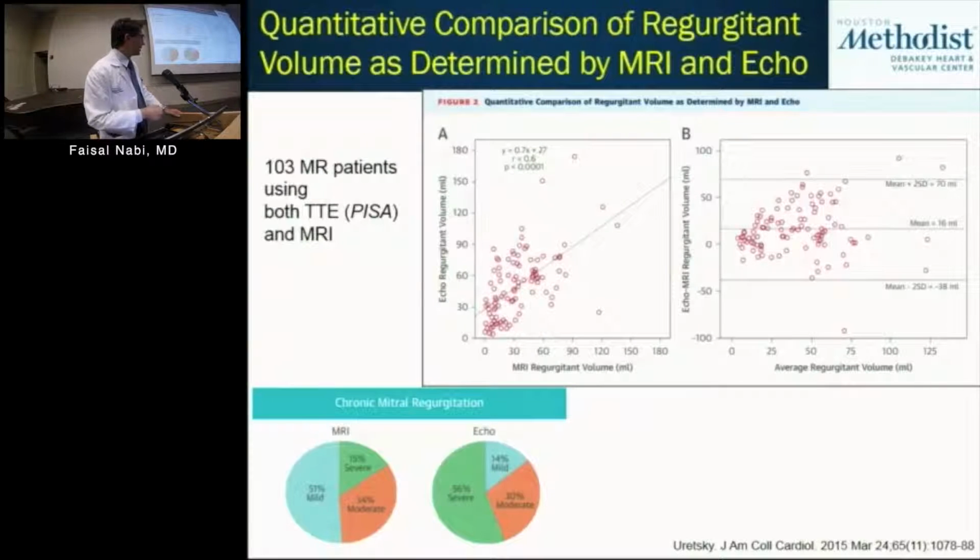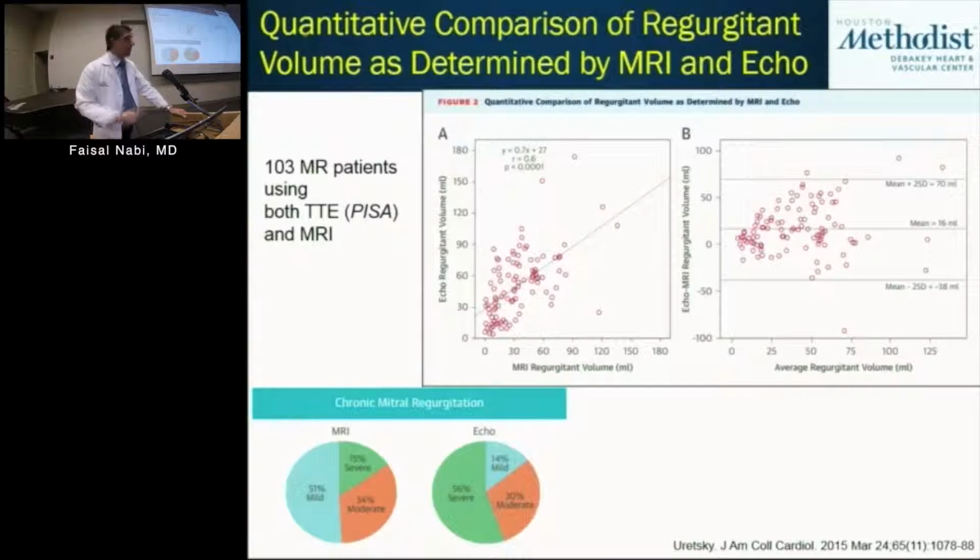Until this paper came along, and I'll mention this because this is some new data that we've seen from 2015. This was a paper which looked at a small number of patients, 103, and I believe this was probably discussed at one of the journal clubs as well, where they looked at 103 mitral regurgitation patients who had both transthoracic echo assessment of MR, in this case using PISA, and cardiac MRI. What they found was, if you look at the regurgitant volume by echo compared to MRI, you see a scattered plot, and really not the tightest relationship.